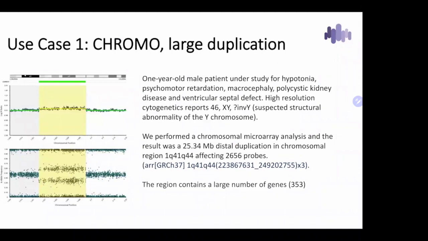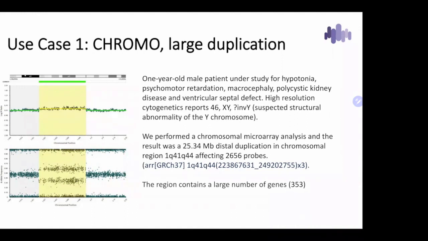So I want to start with use case 1. Use case 1 is from Chromo, our array solution, and it's about a large duplication. We had a 1-year-old male patient under study for hypotonia, psychomotor retardation, macrocephaly, polycystic kidney disease, and ventricular septal defect. The high-resolution cytogenetics report reported an inversion of the Y chromosome. We performed a chromosomal microarray analysis, and the result was a 25.3 megabases distal duplication in the long arm of chromosome 1, more specifically in the last part.